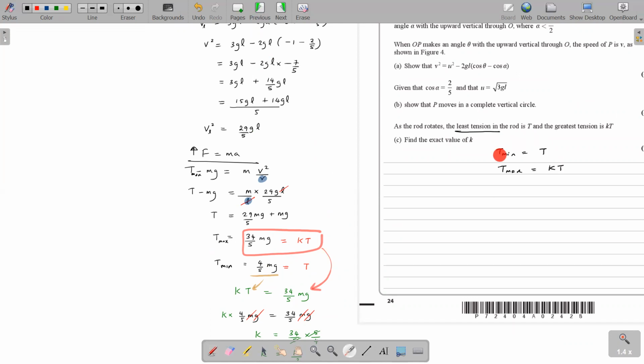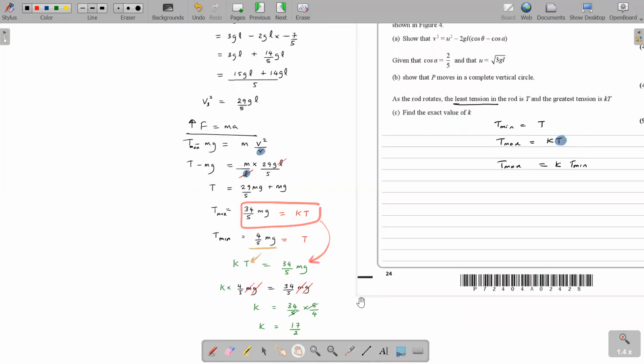So I got the T minimum value, that's 4 over 5 mg. I got the T maximum value, that is 34 over 5 mg, and that is equal to kT. So I can replace the T minimum value here, because T is the T minimum. So T maximum equals k times capital T, where T is the T minimum. Can you see this T is the T minimum value? So that's what I did here: kT equals T maximum, and the T value is the minimum.